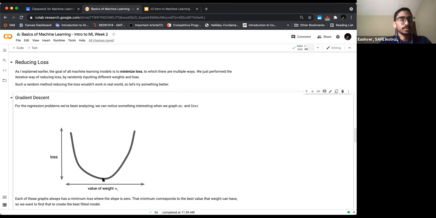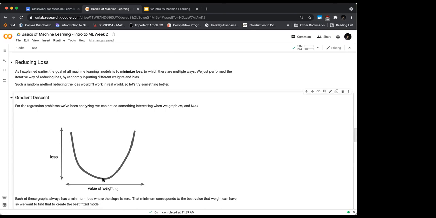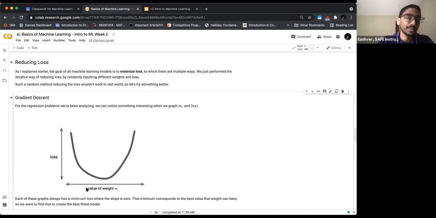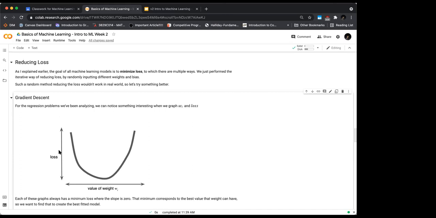Does it make sense? So weight is the slope? Yeah, but we're graphing all possible values of W with the loss each gives. Okay. All right.